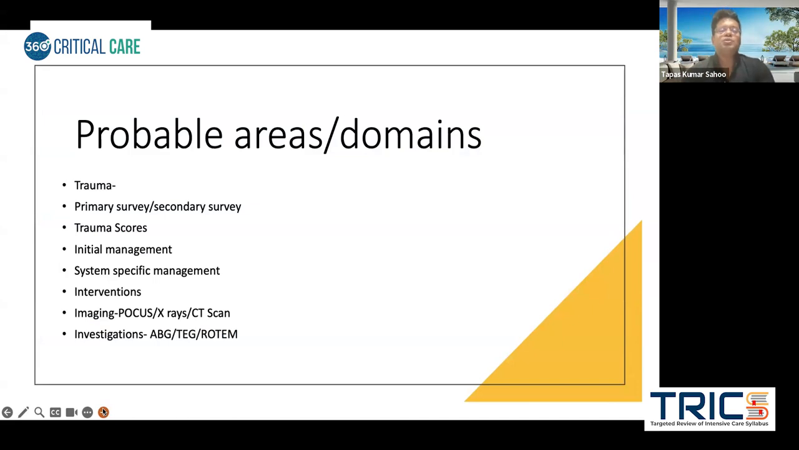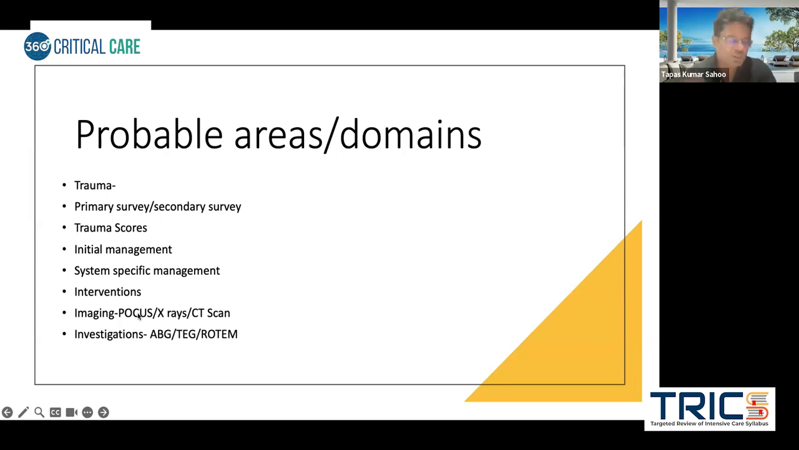Trauma scores you should know, initial management plan, system specific management. So it's not a broad heading of trauma. It can also localize to chest trauma, limb trauma, or spinal cord trauma. They can ask you a specific domain of trauma. Now, what would be the interventions you would prefer? That again would be a favorite question of the examiners.